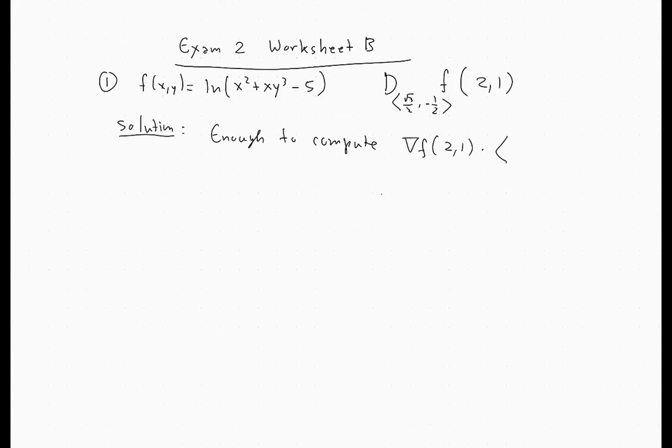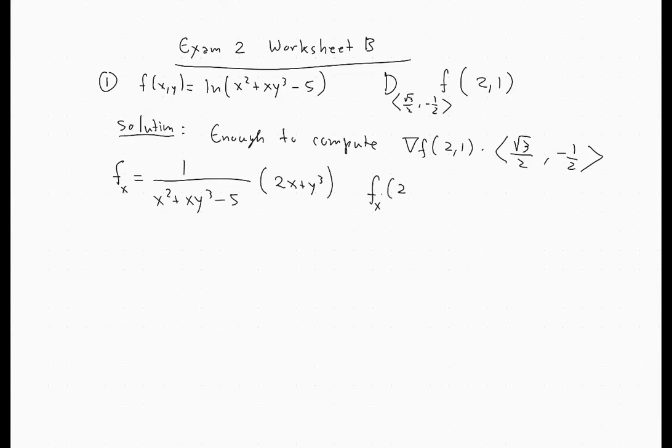How do we find the gradient? We need to find the partial derivatives. So f sub x is 1 over x squared plus xy cubed minus 5 times the derivative of the interior with respect to x, which is 2x plus y cubed. This means that f sub x at 2, 1 is going to be 1 over 1 times 2 times 2, which is 4, plus 1 cubed.